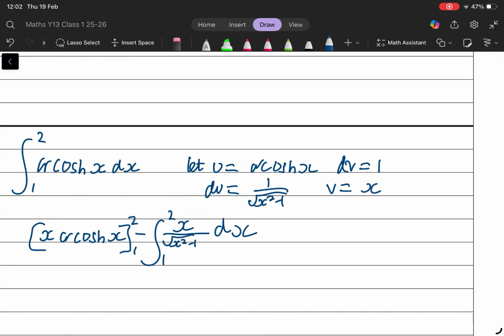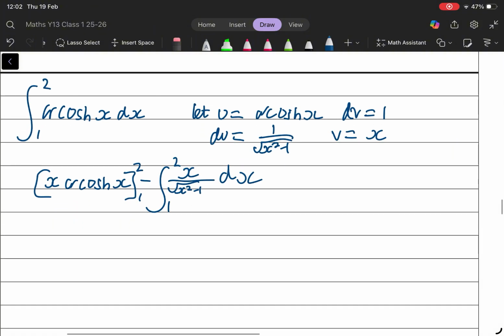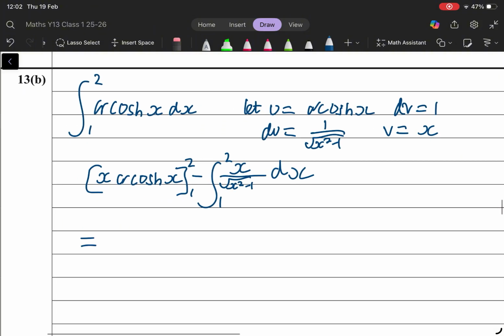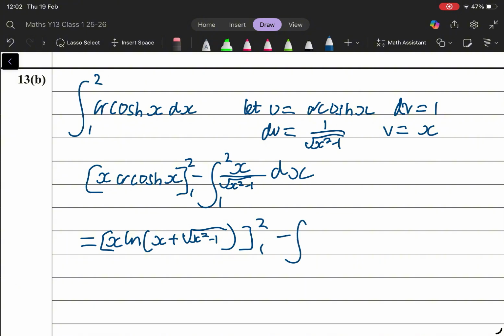So now here's the bit that I'll probably end up making a mistake on, if I'm being honest. x, and then let's rewrite this as ln because we're going to need to sub it all in and it wants it in logarithmic form. So x ln x plus the square root of x squared minus 1. I'm not going to sub in just yet. And then minus the integral of, let's try and solve this integral.